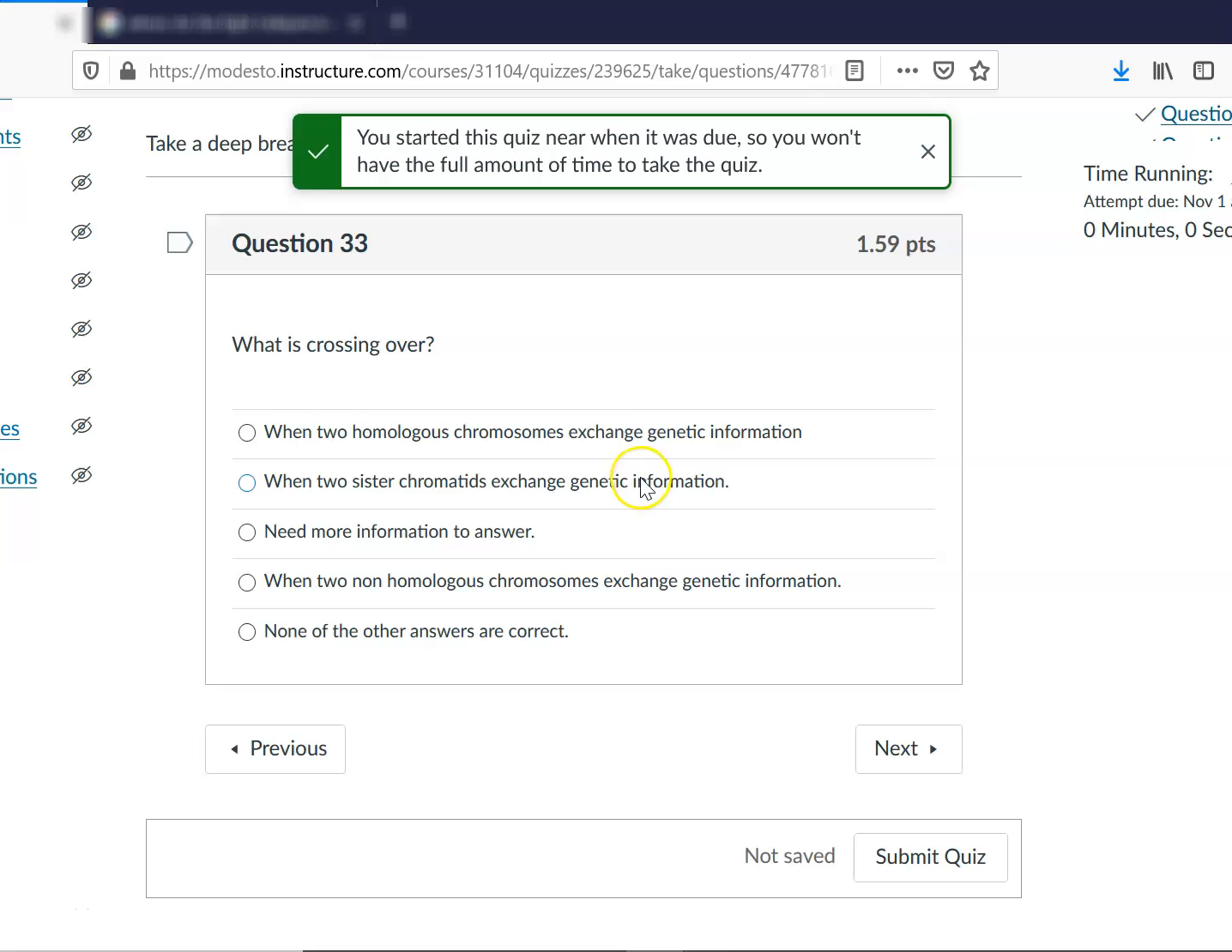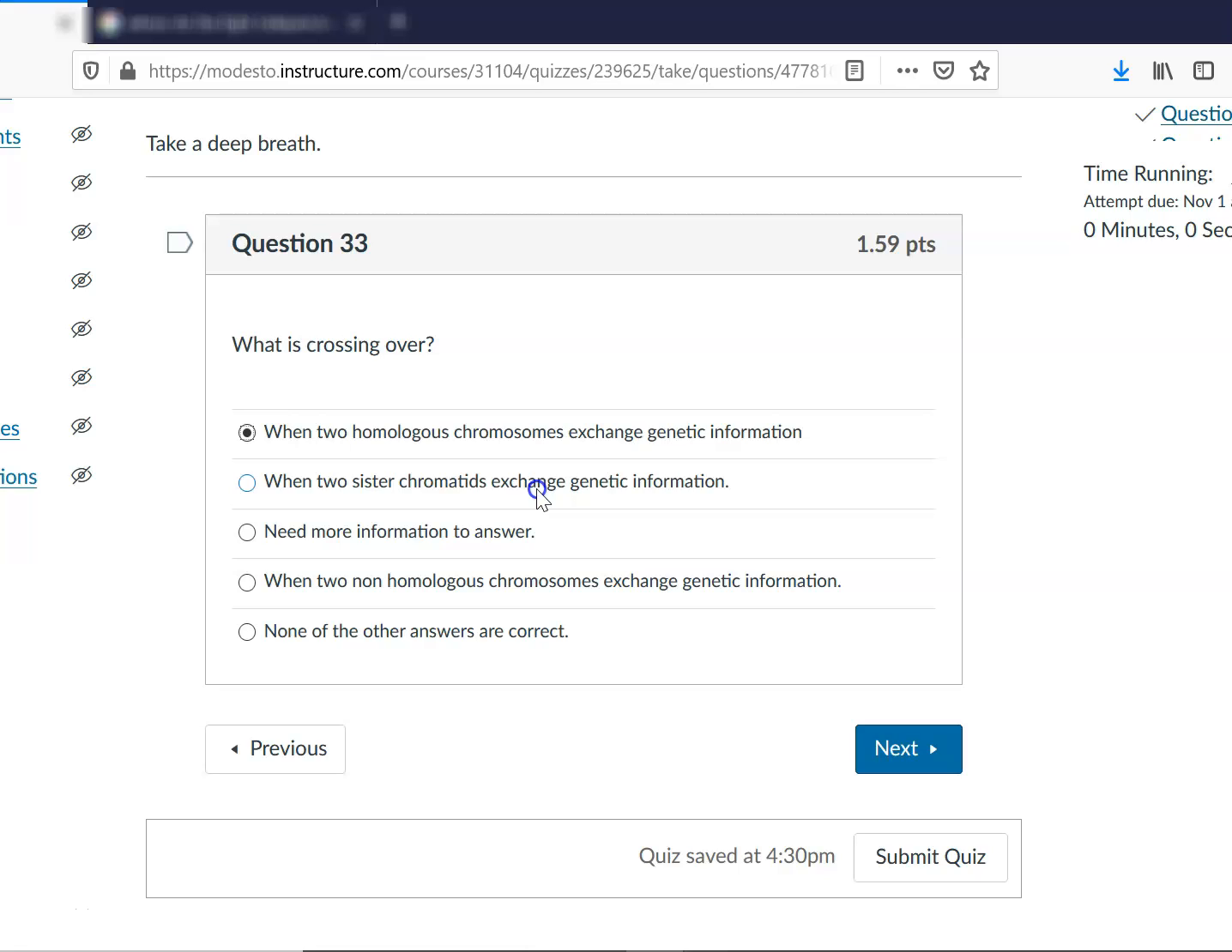What is crossing over? When two homologous chromosomes exchange genetic information, or when two sister chromatids exchange genetic information? Sister chromatids never exchange genetic information. Need more information to answer? No, we don't. When two non-homologous chromosomes exchange genetic information? No, that would be weird. I feel like the gene for eyes is switching place with the gene for being tall. You just get some kind of very odd organisms. So it's when two homologous chromosomes exchange genetic information.